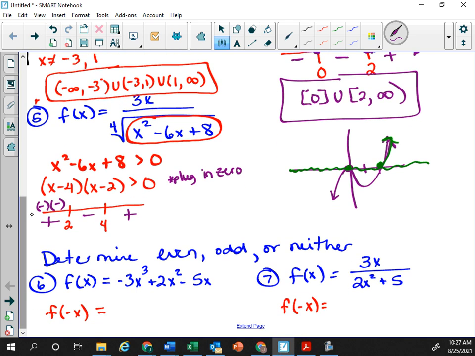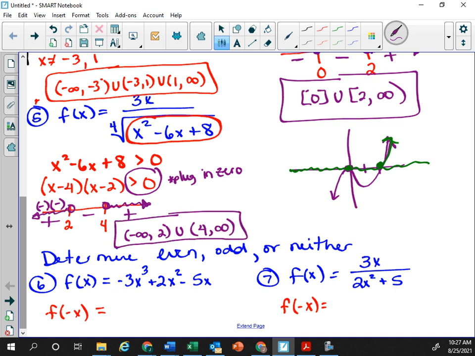All right, we're almost done with this one. We want to know, when is it greater than 0? Okay, so that's the outside edges, because that's positive. And what do you think? Are we including the 2 and the 4 this time? No. Good. So those are going to be parentheses. So negative infinity to 2 with a parenthesis, and then parenthesis 4 to infinity. Okay.